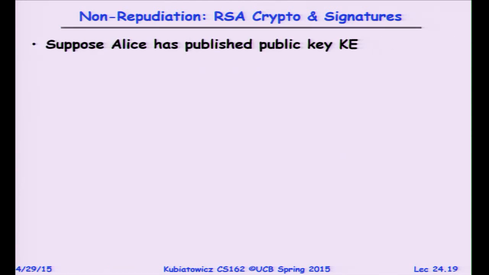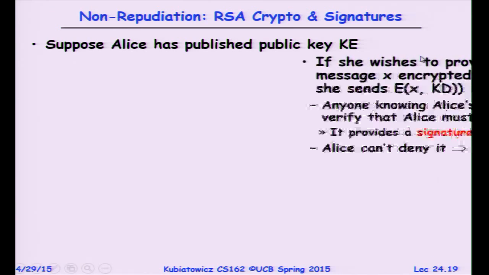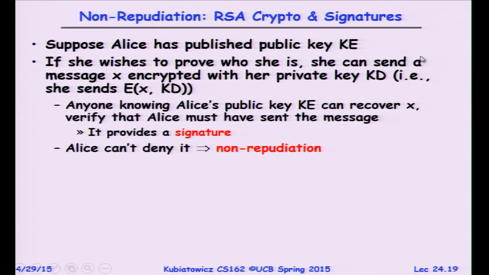So we can also use crypto schemes like this for non-repudiation. So Alice has her public key published, and she says, gee, I want to prove who I am. And so she sends a message X to the world that's encrypted with her private key. So she sends the encryption of X with her private key KD. And now anybody who knows Alice's public key can decrypt it and say, oh, yep, that message must be from Alice because only Alice has her private key. You guys are starting to see how this works? Only so-and-so has a private key.